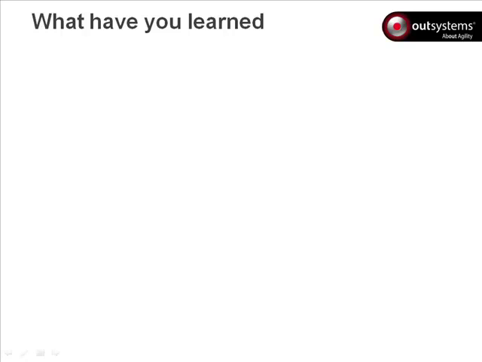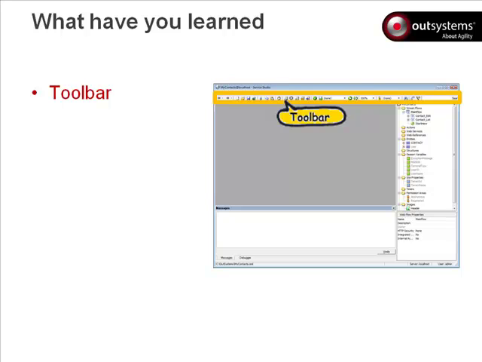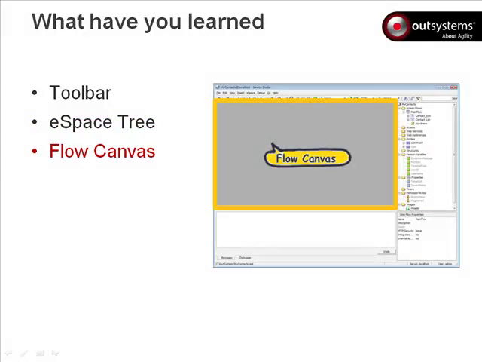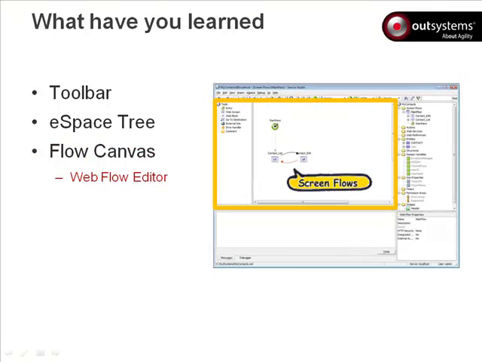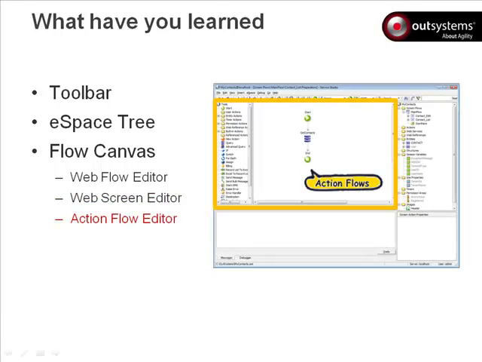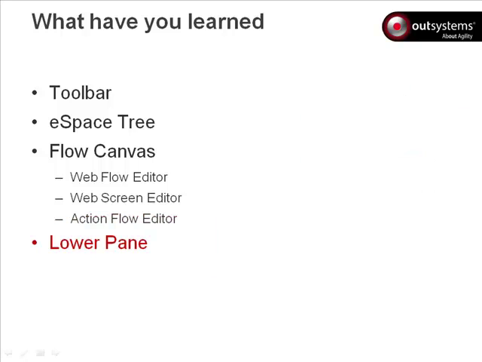What have you learned? During this lesson, you learned about the components of the Service Studio's workspace, namely the toolbar, where you can find the most needed operations during development, the eSpace tree, that displays all the elements available in the eSpace organized in folders, and the Flow canvas, where your editors are displayed. There are 3 editors. The Webflow editor, to plan your screens and the transitions between them, the Web Screen editor, to design the layout of your screens, and the Action Flow editor, to implement the behavior of your business logic.